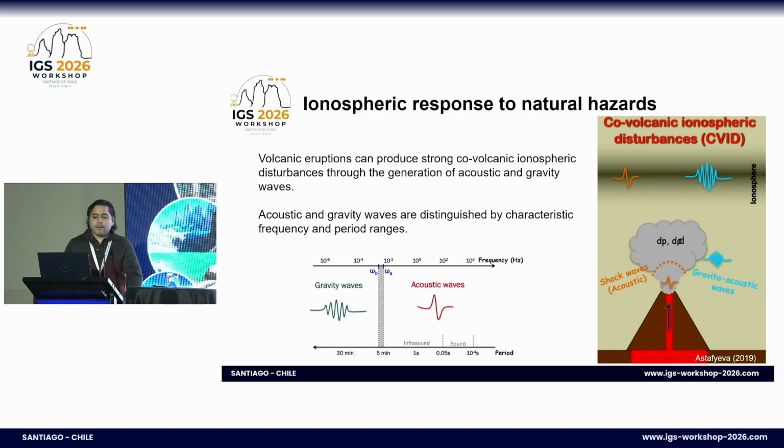Also, volcanic eruption can produce a strong ionospheric disturbance through the generation of acoustic and gravity waves. Acoustic and gravity waves are distinguished by characteristic frequency, period, and velocities.